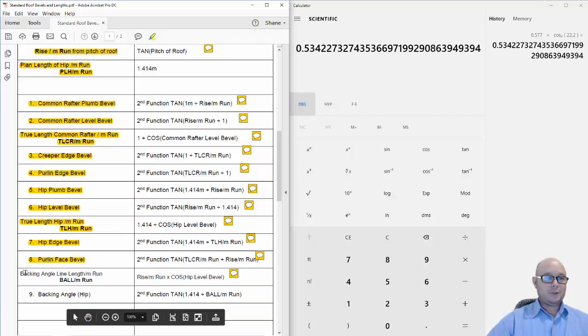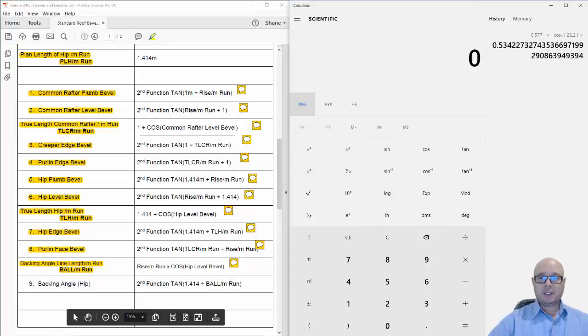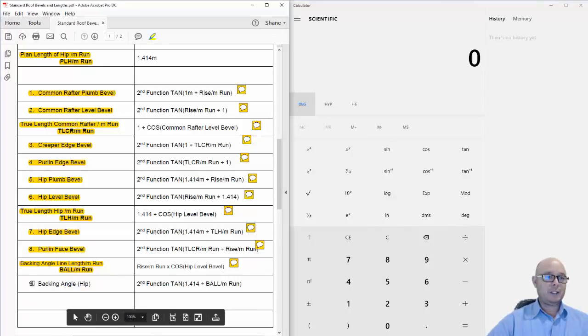Okay, so I've just worked out the backing angle level line, and you need to work that out to determine what the backing angle for the hip is. So I'll just clear this calculator, and then we can move on to bevel number 9, which is the backing angle of the hip. So the formula for that is second function tan, in brackets 1.414 divided by BALL per metre run, which is what we just worked out a second ago.